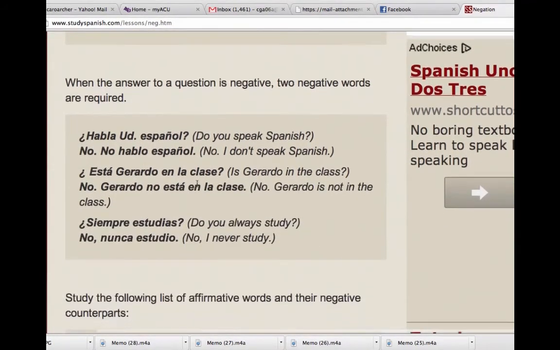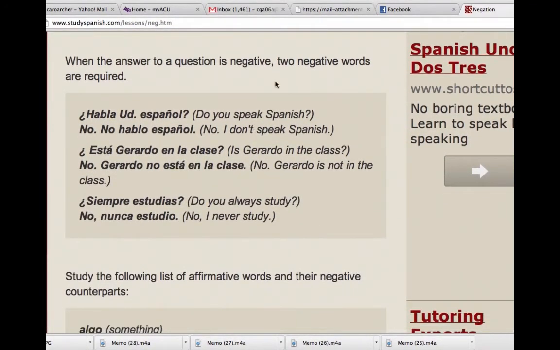When the answer to a question is negative, 2 negative words are required, okay? ¿Habla usted español? Do you speak Spanish? No, that would be the first no. No, and this one would be the don't, okay? No, no hablo español. Gerardo no está en la clase. ¿Siempre estudias? No. Nunca estudio, okay?